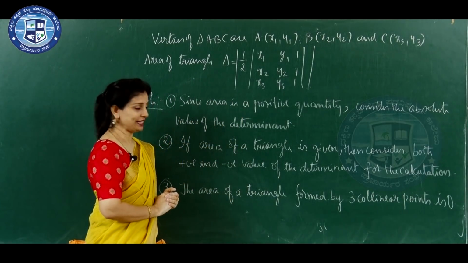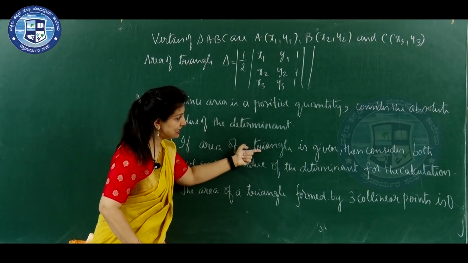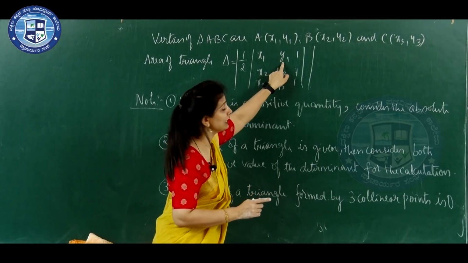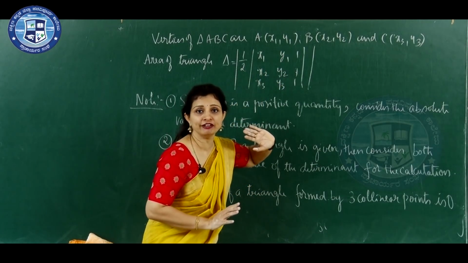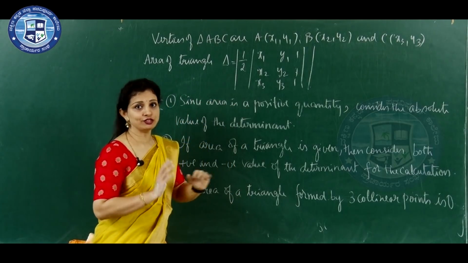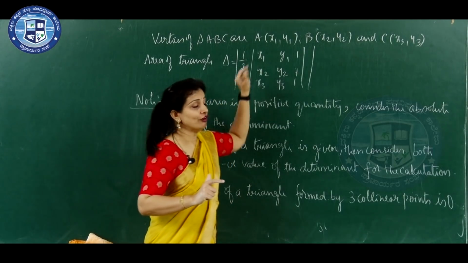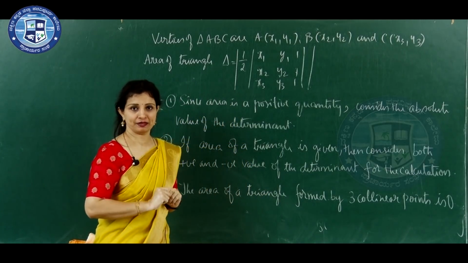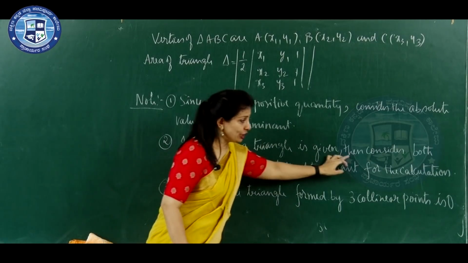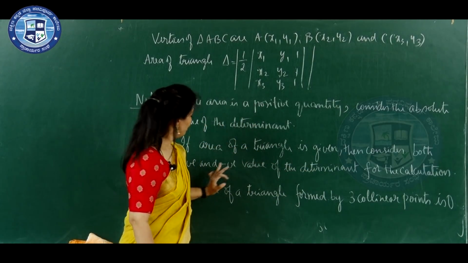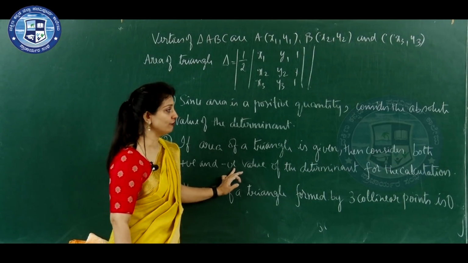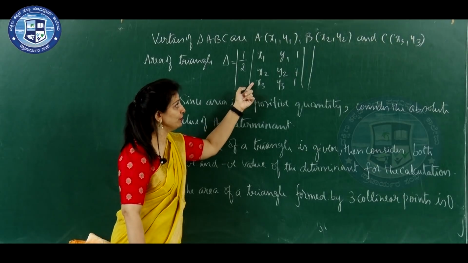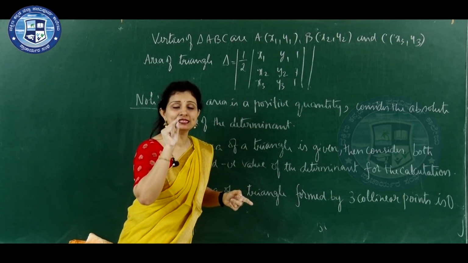Now, the second note is, if the area of the triangle is given, suppose area is given and you have to find one of the coordinates. Suppose y1 is not given, and the area is given as 24 square units. What is the value of y1? All the other coordinates are known, but only one coordinate is missing. Then, for the calculation purpose, take both the positive and negative value of the determinant. That means the determinant value we will consider as both plus and minus.